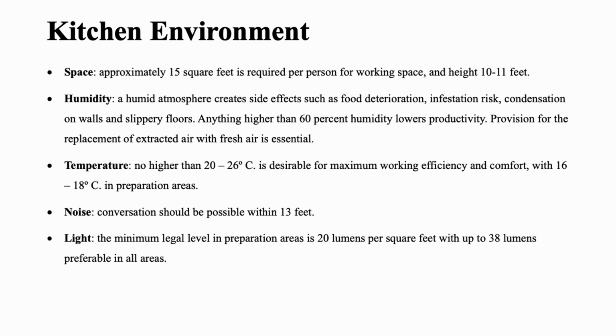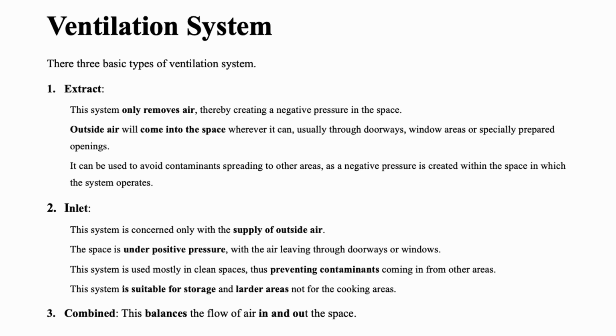The minimum legal light level in the preparation area is 20 lumens per square foot, with up to 38 lumens preferable in all areas. Ventilation system. There are three basic types of ventilation system. The first one is extract. This system only removes air, thereby creating a negative pressure in the space. Outside air will come into the space from wherever it can, usually through doorways, windows, or specially prepared openings.